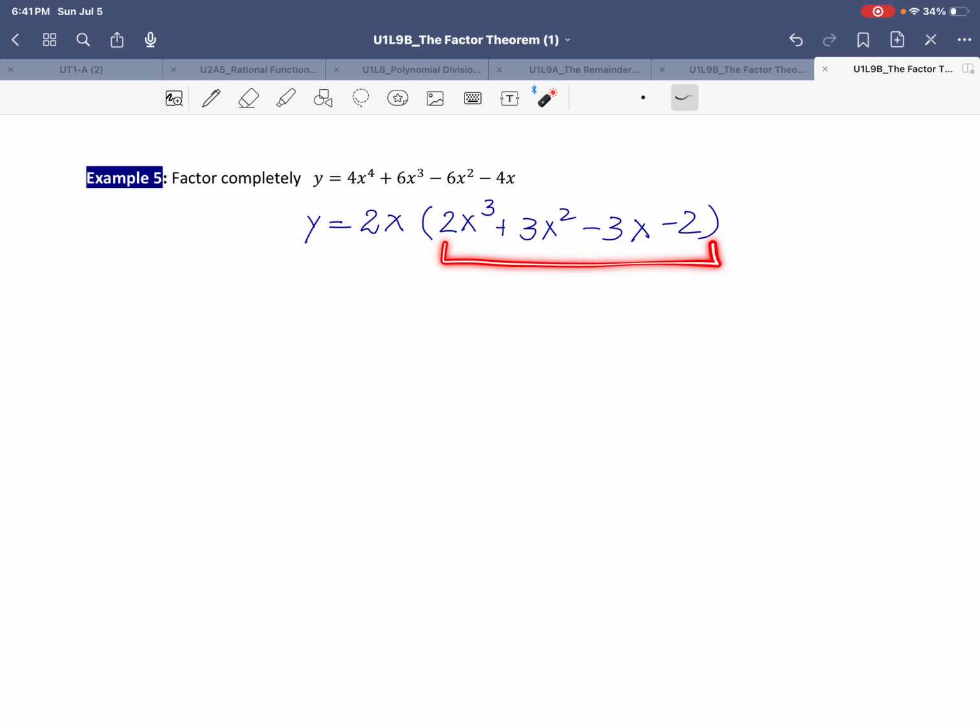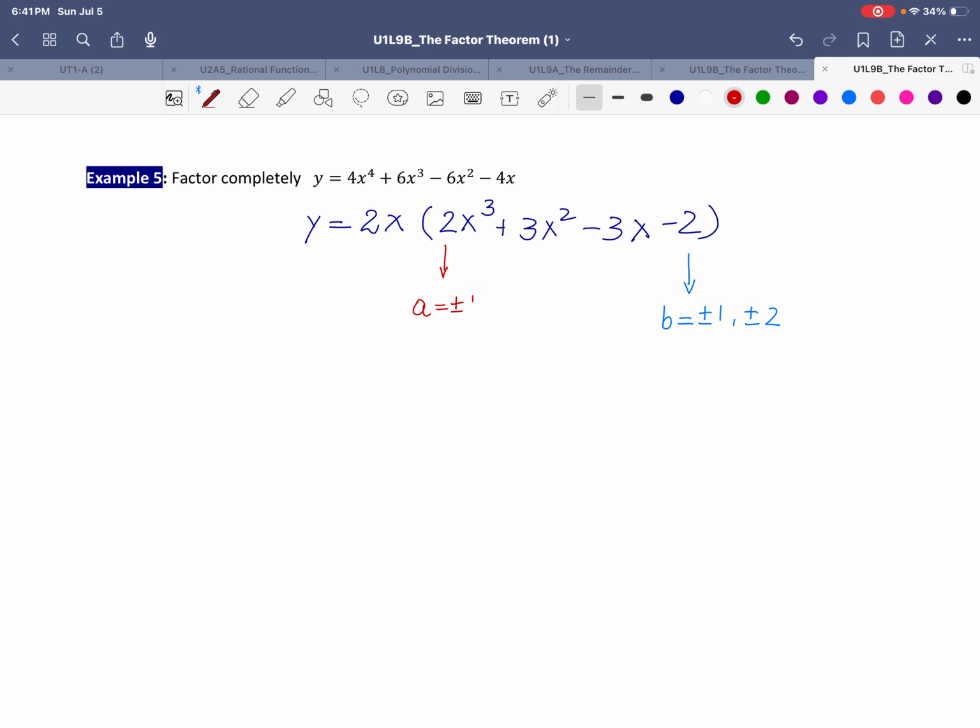Now we'll continue with the rest of the polynomial expression. We have a third degree polynomial, and the leading coefficient, as you can see in here, is different than 1. And we're going to look into the constant term for the possible values of b. So we're going to say that plus minus 1 and plus minus 2 are possible factors of b. And we're going to look into the leading coefficient of this polynomial to find the possible values of a, plus minus 1 and plus minus 2. This will help us find the possible values of b over a.